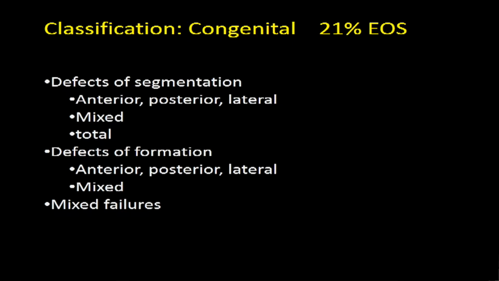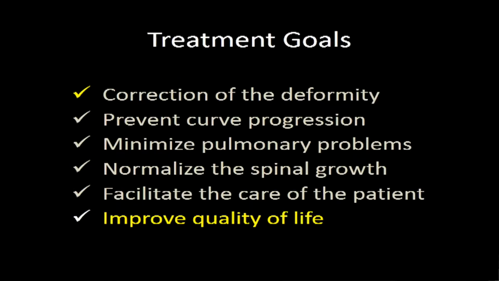Congenital early onset accounts for approximately 20%, and this may be defects of segmentation, formation, or mixed failures. Finally, a short look at treatment goals, and this would be correction of the deformity, primarily prevent progression, minimize pulmonary problems, normalize spinal growth, facilitate care, and improve the quality of life.